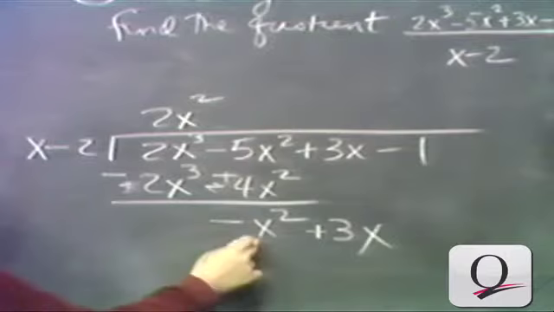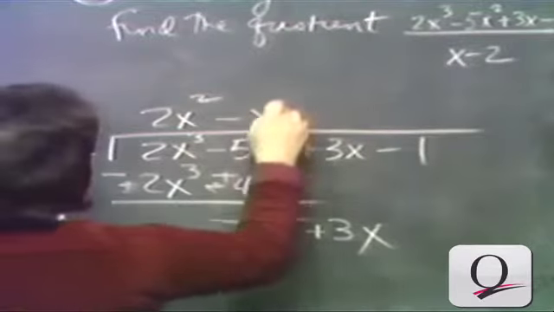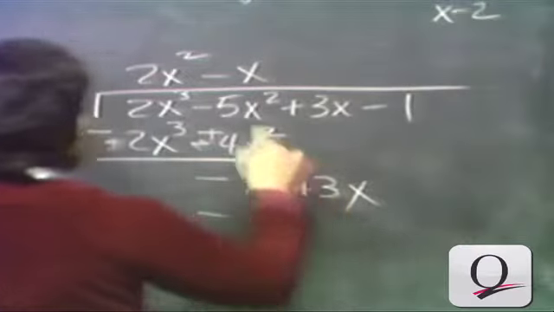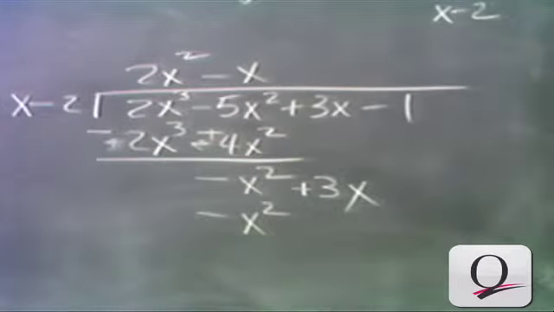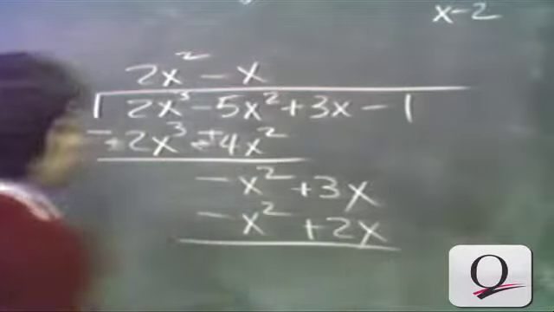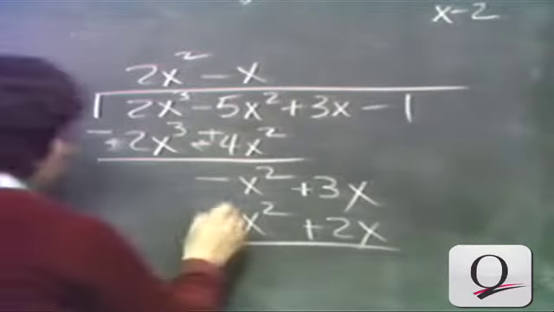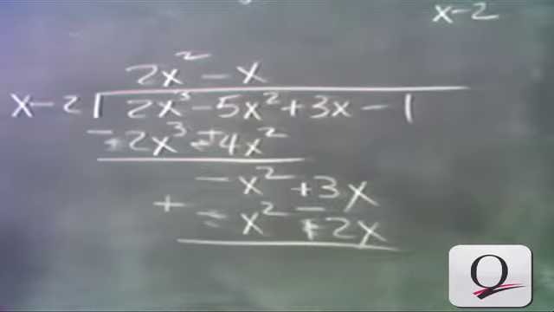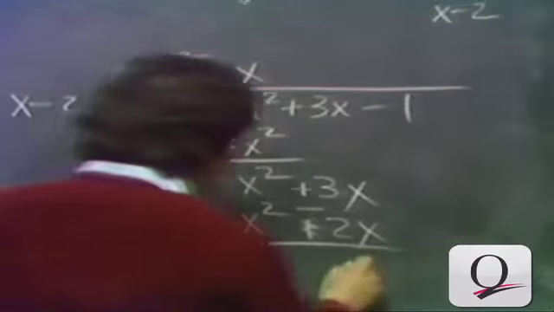Okay, how many times does x go into minus x²? Minus x times x gives us minus x². But don't forget, we also have to multiply the minus x times the minus 2 for plus 2x. We will now subtract. So we change the signs and add. Okay, the x²s, of course, drop out. The plus 3x and the minus 2x gives us plus 1x, and we bring down the next term.